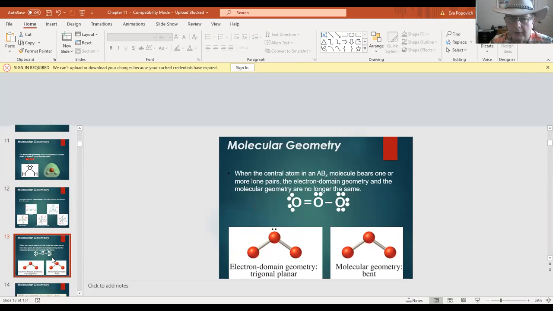Now, if I have that extra thing coming at the center atom being a lone pair, it acts with greater force than the bonding pairs do. So if I have an extra thing up here, it pushes down with greater force than these two push away from each other. So my electronic geometry is still going to be trigonal planar, but I can't see that lone pair. All I'm seeing are these three atoms, which means that my shape is going to be bent.